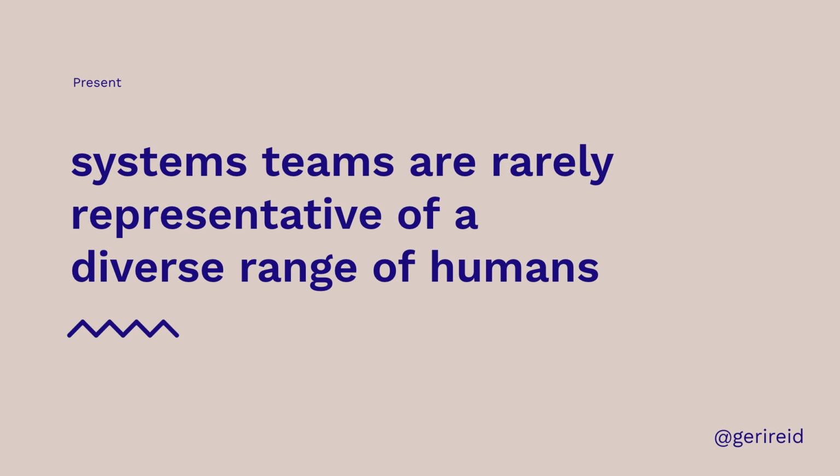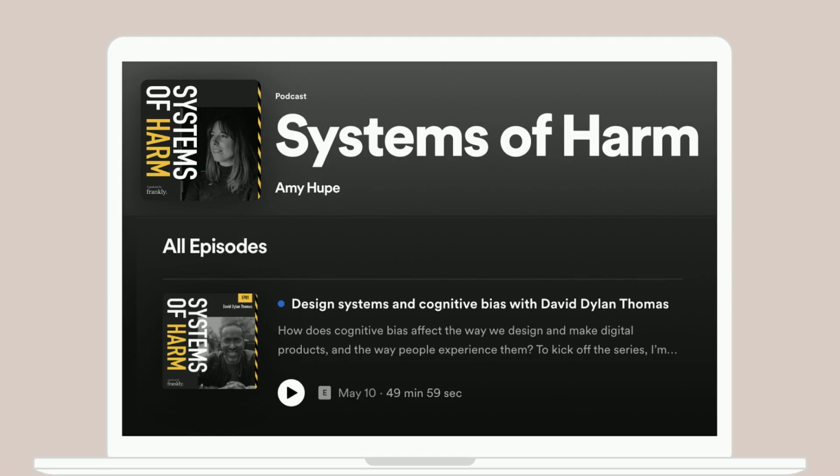But systems teams, at least in the UK, are generally not all that representative of a wide and diverse range of users. Design system teams I've worked on, worked inside and alongside, have been almost entirely white, cis men who are non-disabled. Rather timely, on the flight over, I listened to Amy Hupe's new podcast called Systems of Harm.